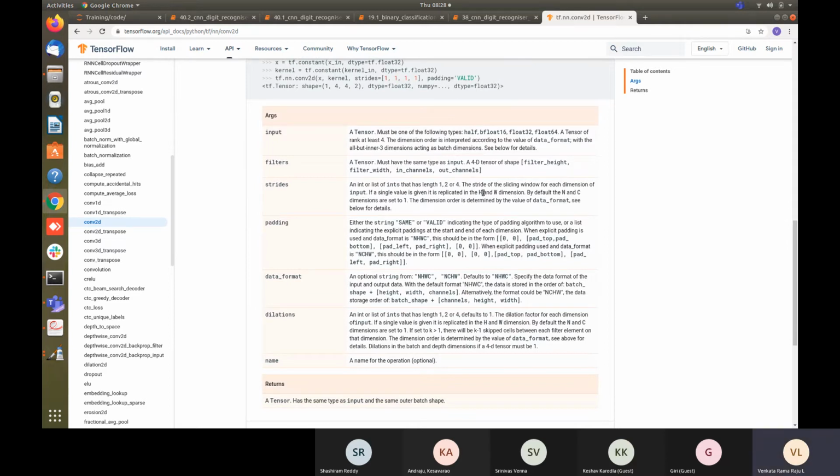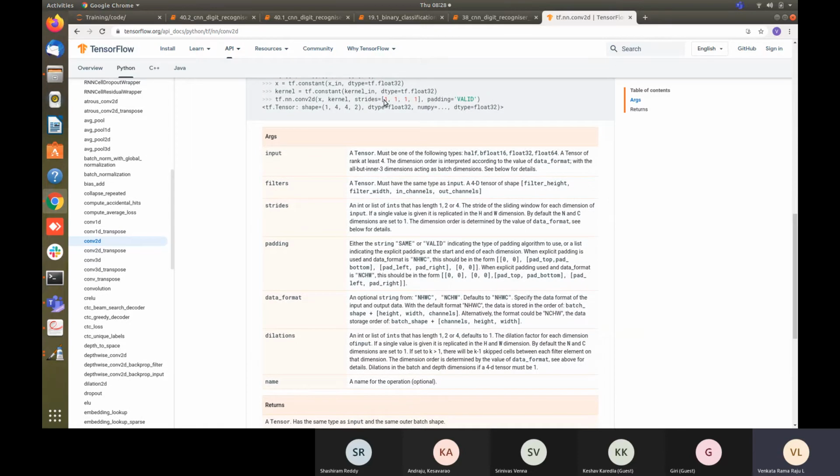The single value is given, it will be taken for height and width. What about the depth? Did you understand my concern here? I am thinking this one is for row, this one is for column, this one is for depth. Till that point it is good.